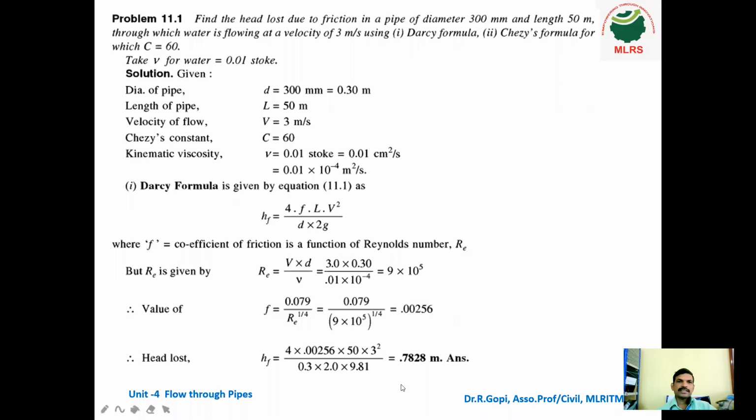So hf is equal to 4fLV square divided by 2gD. So how to calculate Reynolds number? Reynolds number is equal to V into D divided by nu. V is the velocity, 3 meter per second, D is the diameter of the pipe, and nu is the kinematic viscosity. So all the data is given in the question. So finally Reynolds number is equal to 9 into 10 power 5.